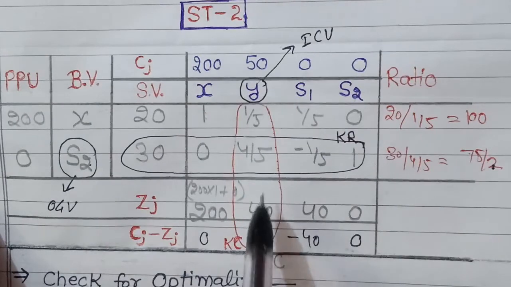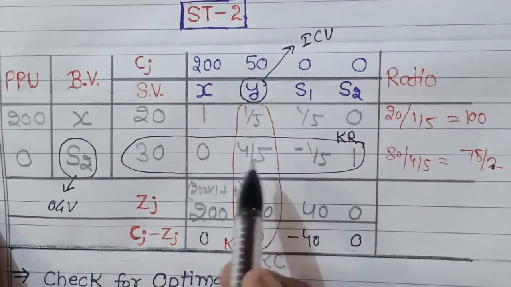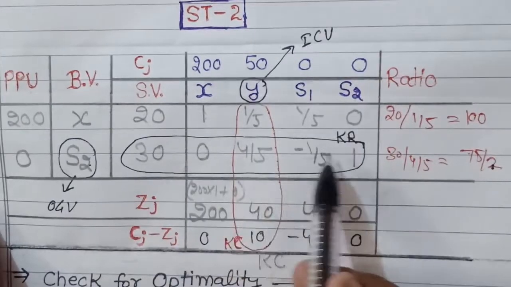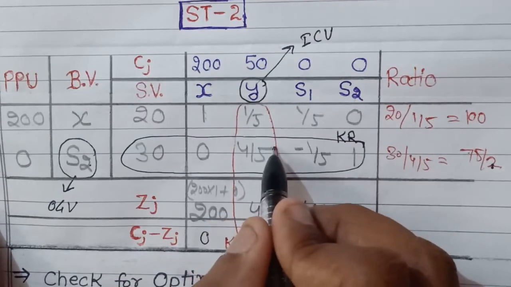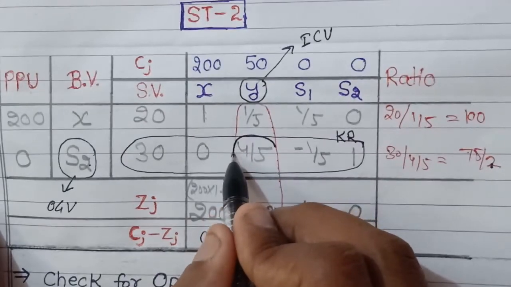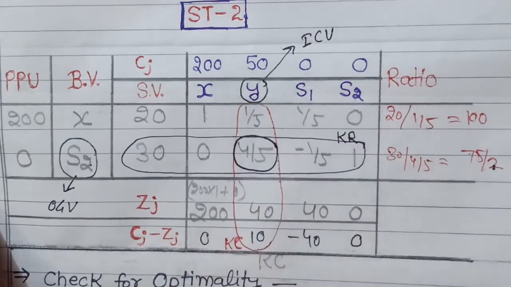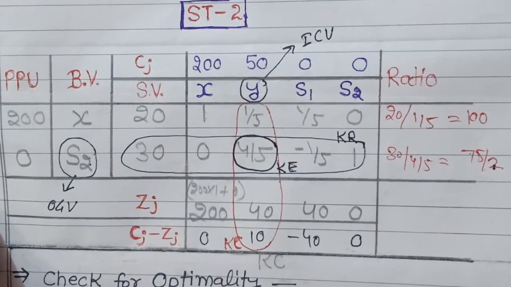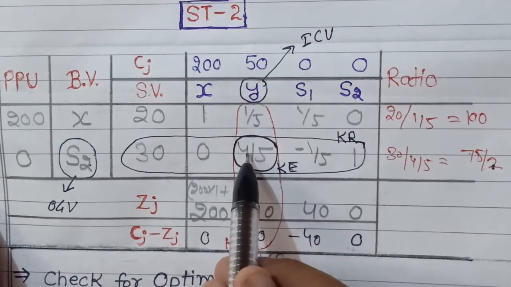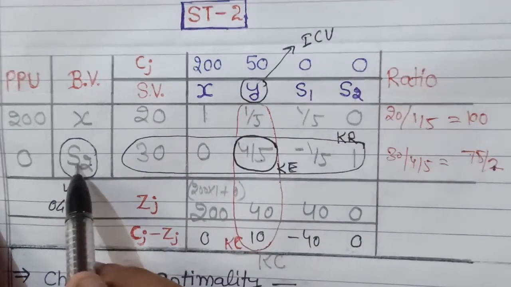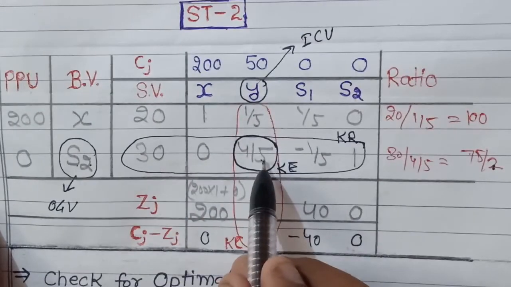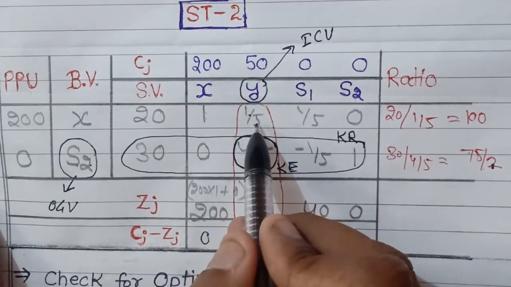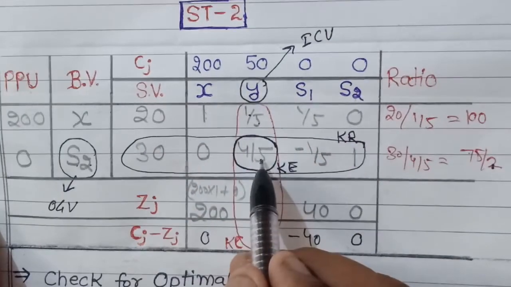Okay, and after that we have to find the key element. The key element is the element available at the intersection of the key row and the key column. So here 4 by 5 is the element available at the intersection of key row and key column. So this is now the key element. Now we will draw the simplex table 3, and in it we have to change these two rows and these values also. For doing that we have to convert this key element to unity and this element to 0, and for that purpose we have to perform certain operations.